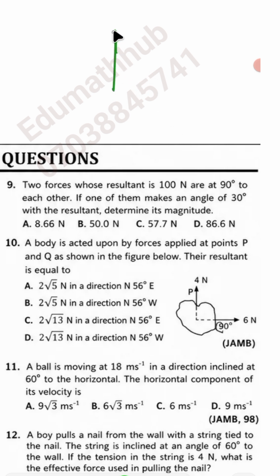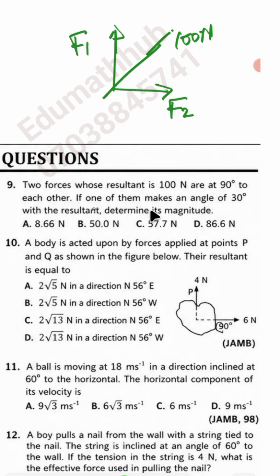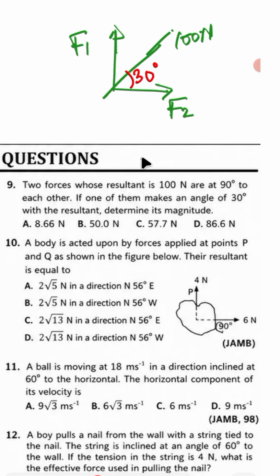So you have one force going like this, the other one going like this. I am told that the resultant is 100. So this one like this will be 100 Newton. So this is F1, this is F2. And one of these forces makes an angle of 30 degrees. So this is the F2 here, and this F2 is making an angle of 30 degrees with the resultant. This is the resultant here. So you are told to find the magnitude of that particular force.